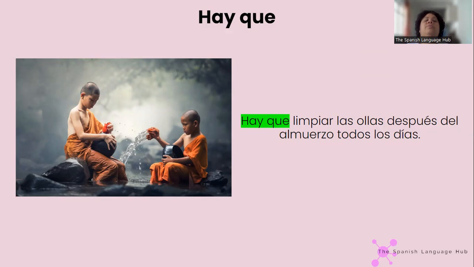So again, someone says that, let's say your parents tell their kids that they have to clean the pan after lunch every day. So, you know, the kids know what they're talking about. The parents don't want to make it like an obligation, but it's like, you know, this has to be done. Someone has to do it. It's not gonna be us.